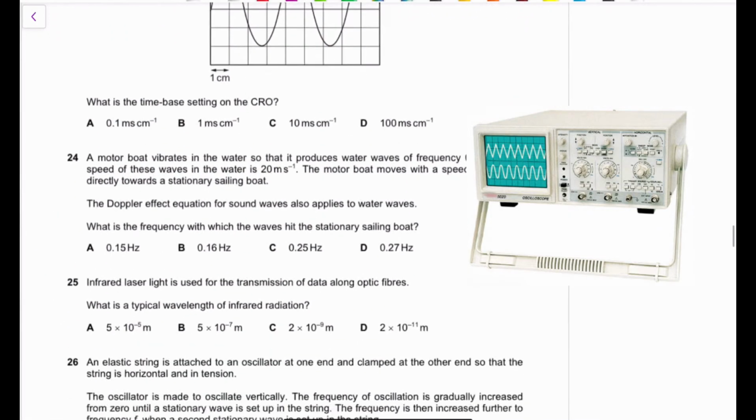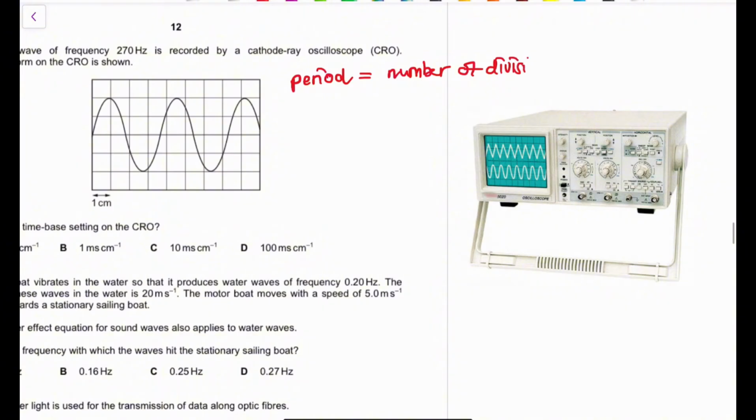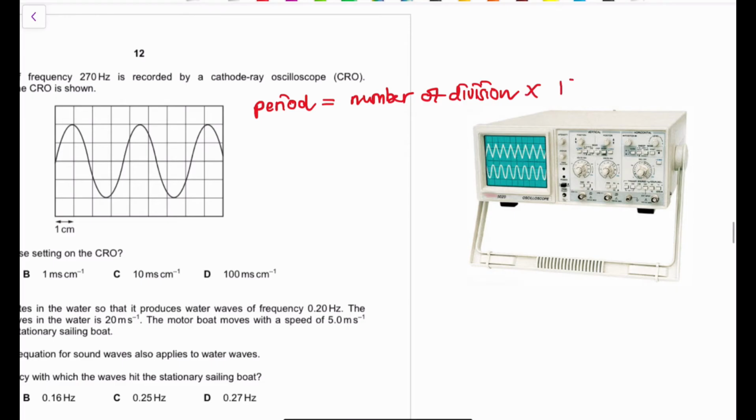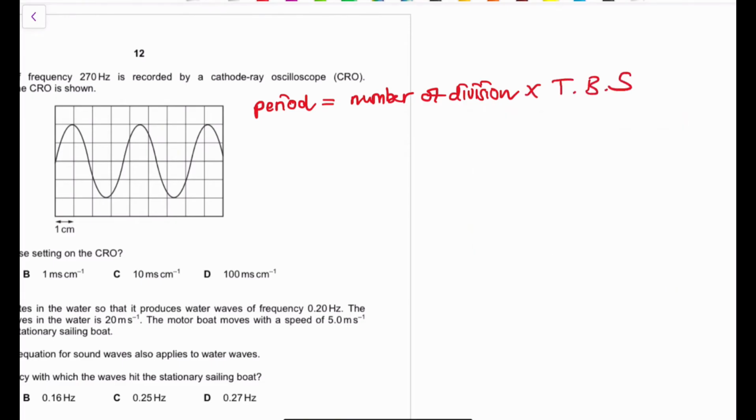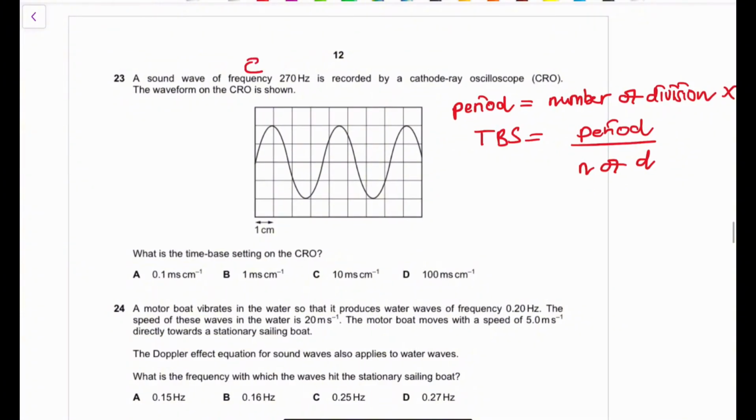We know that the period on a CRO is equivalent to the number of divisions that you have multiplied by the time base setting. So if you want to find the time base setting, you ask yourself, what is your period? Then you ask yourself, what is the number of divisions that you have? In our case, our value for period is going to be 1 over 270. So we already have the value of our frequency. What's next? After that, we just need to find the time-base setting.